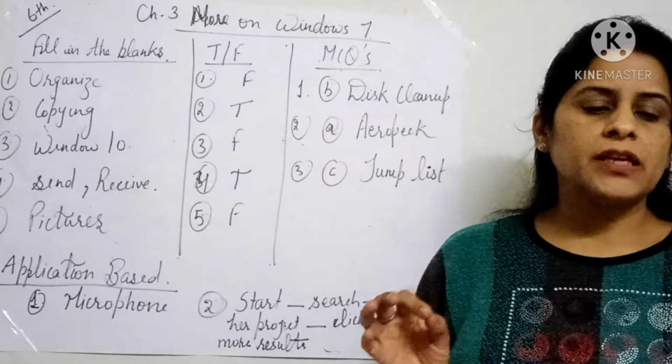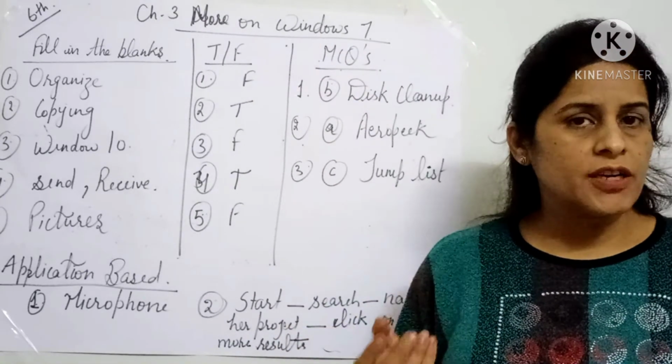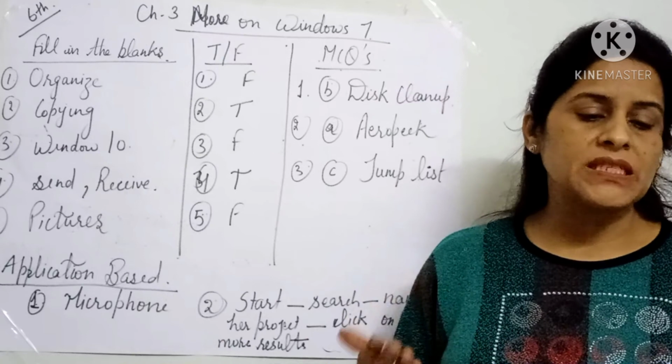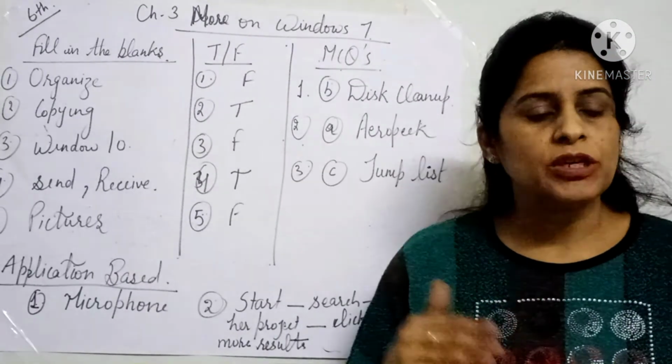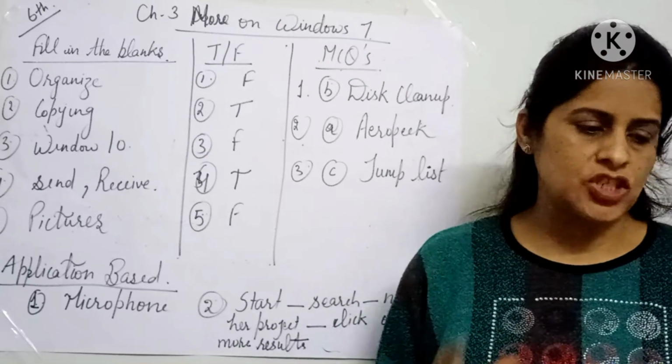Next is: differentiate between ripping and copying. I have already told you what ripping is. That is, from CD to computer if you want to copy something, and if you want to copy from computer to CD, then you will use the burning feature.